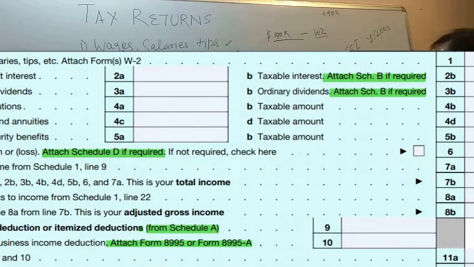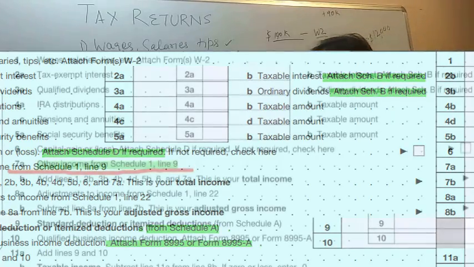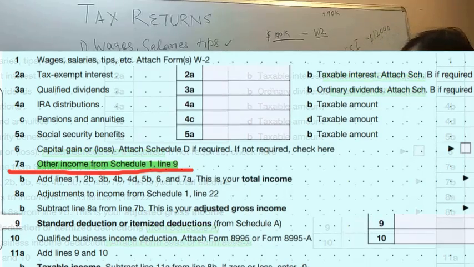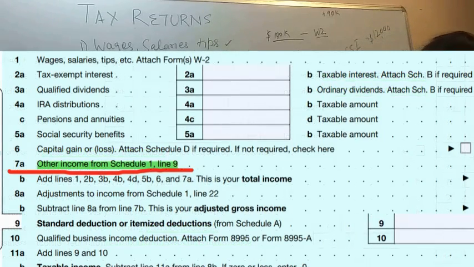So whenever there is any income that we need to consider, we can directly go to these schedules, and from there we can consider that income. Okay. Now I'm coming to line number 7, and that is the most important. Other income from Schedule 1, line number 9. The main important one is Schedule 1, line number 9.